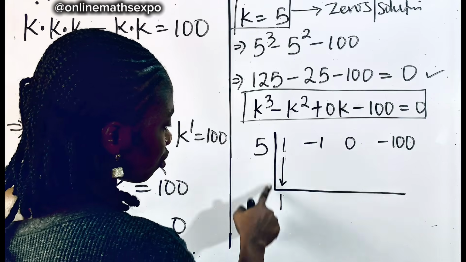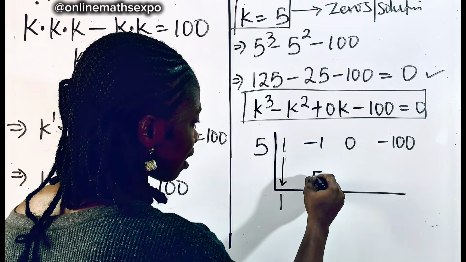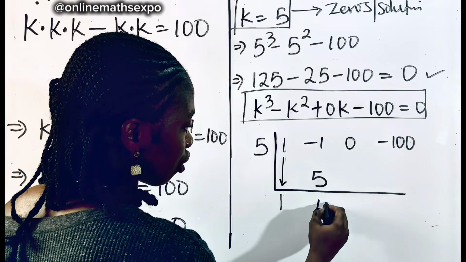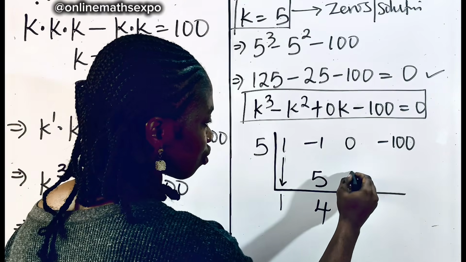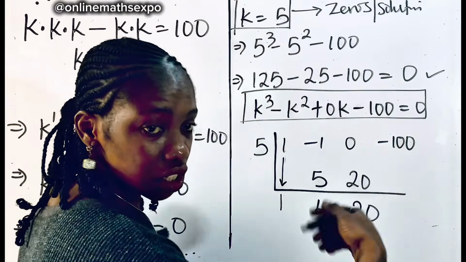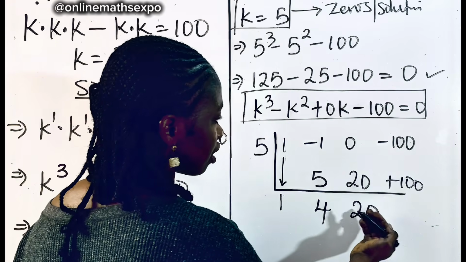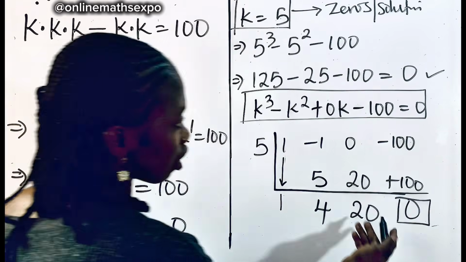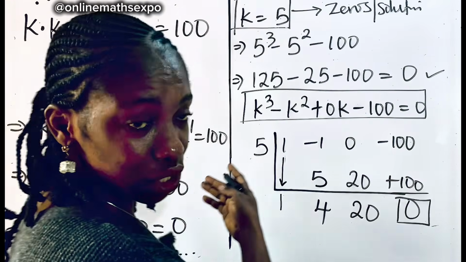The method is multiply and then add. So 5 will multiply 1. It gives us 5. So you write it under this. Then add this together, this gives us 4. Repeat it again. 5 times 4 gives us 20. You write it here. Add this, it gives you 20. Then multiply, repeat. This times this is 100. Then add this, you see it gives you 0. This shows you that what you have as k being 5 is a true solution of this equation.